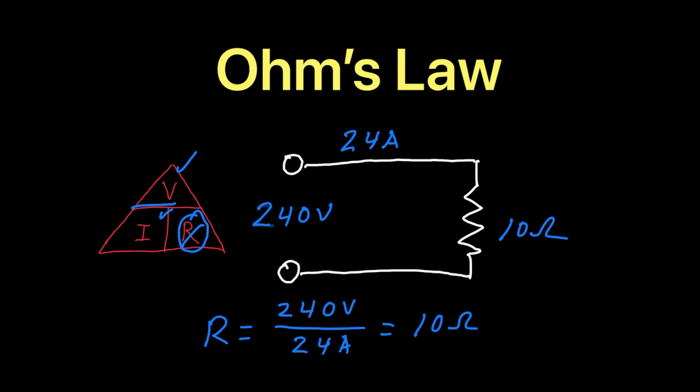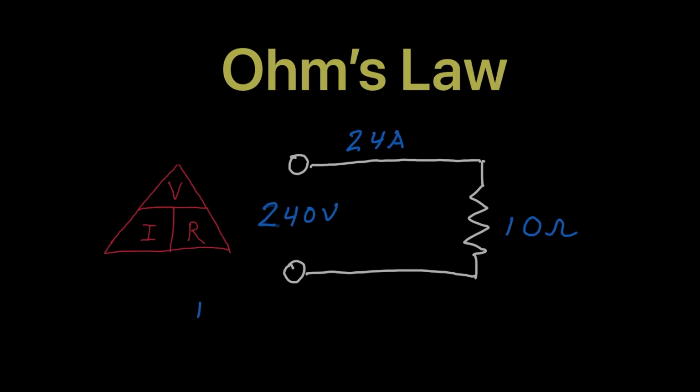With Ohm's law, you can not only predict the behavior of a circuit given its voltage, current, or resistance, but also predict what would happen if you were to change any of those values. This is because of Ohm's law's proportional relationship between voltage, current, and resistance.